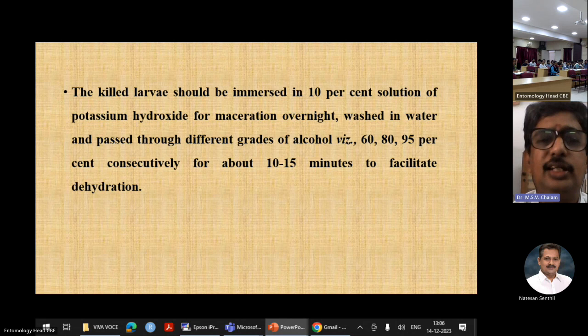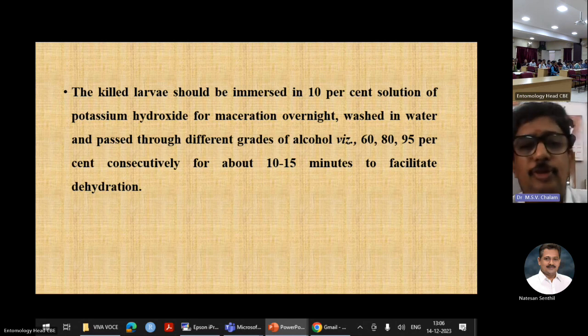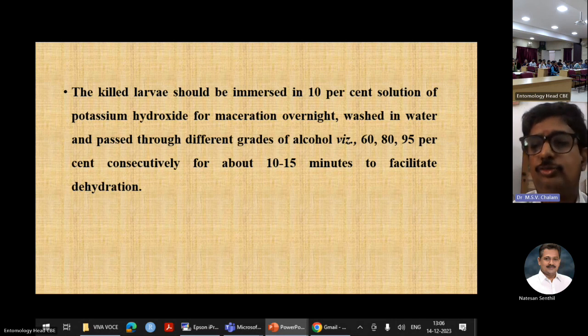Immediately after killing, you can insert the dead larvae in potassium hydroxide, then pass them through different grades of alcohol: 60, 80, 95%. In each grade, you can retain the insect specimen for about 10 to 15 minutes in order to facilitate dehydration. We will be using potassium hydroxide to macerate the tissues and to remove unwanted tissue. Next one, please.